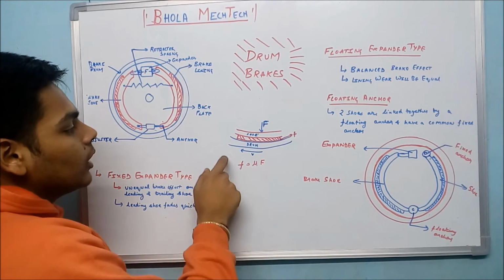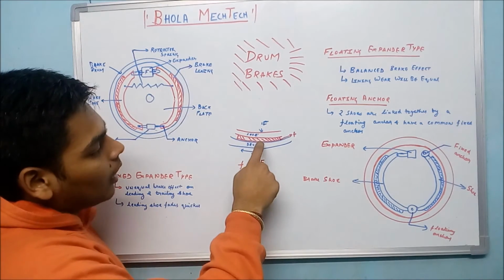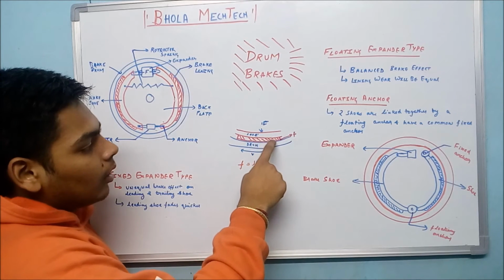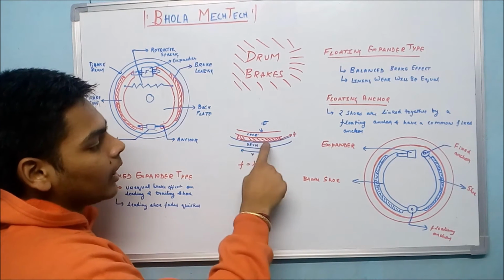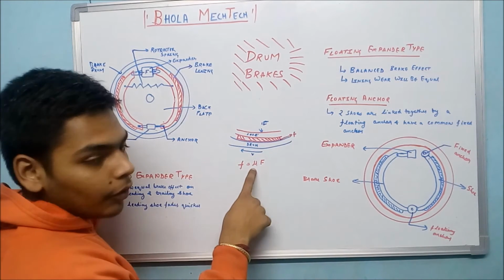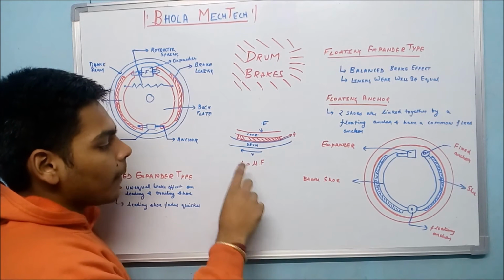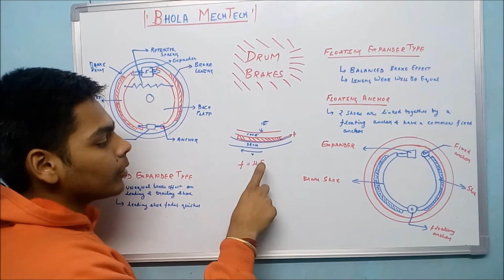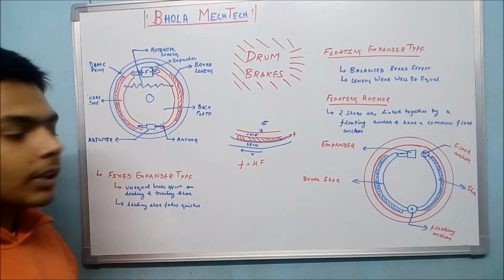You must also notice that the force applied by the expander, the force actuated by you, will cause the frictional force between the brake lining and the drum. The frictional force will be equal to the coefficient of friction times the force applied by you. So the frictional force will be directly proportional to the force applied by you. So this is the basic working of the drum brakes.